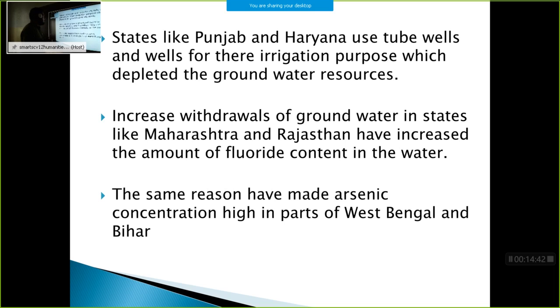Increased withdrawals of groundwater in states like Maharashtra and Rajasthan have increased the amount of fluoride content in the water. In the same way, exploiting groundwater may cause an increase in the amount of other chemicals in water. What will happen? It will degrade the quality of water. The same situation is in West Bengal and Bihar also. There, the arsenic concentration is becoming high, because when we check the quality of water day by day, it is deteriorating, right? The quality is depleting. The main reason is the over exploitation of these sources.